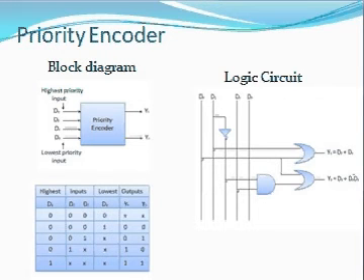Like that, for each input line it generates a binary code of 2 bits, and this is the logical circuit of the priority encoder, obtained by simplifying the truth table using Boolean expressions. So these are some of the combinational logic circuits used in digital systems.